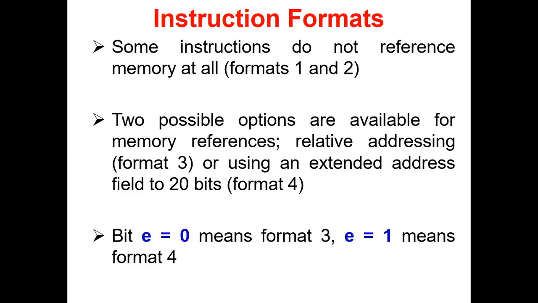Now we begin by explaining the bits like we did. We said that in most cases, bit E is used to identify format 3. If E is 0, it means format 3. If E is 1, it means that the instruction is format 4.